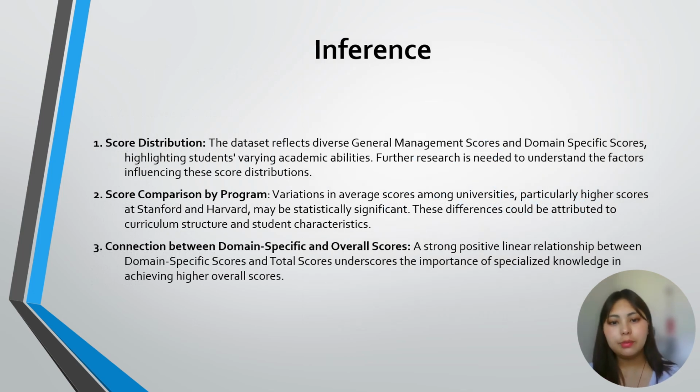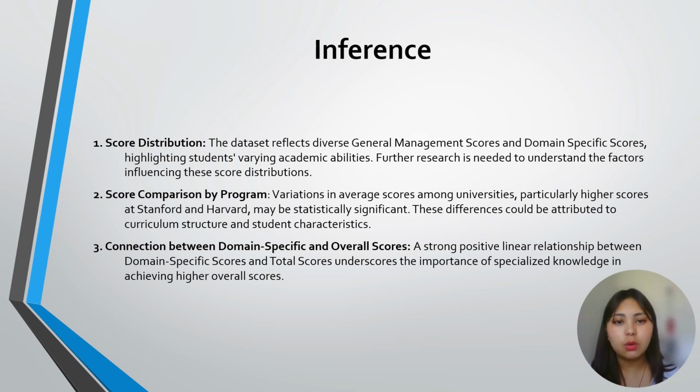Now to describe the histogram in the previous slide, the inference is number one, score distribution. When we look at the dataset, what immediately stands out is the wide range of general management scores and domain-specific scores. This diversity in scores reflects the varying academic abilities of the students. But to truly grasp what's behind these score distributions, we'll need to dig deeper with some further research. There are likely some interesting factors at play here.